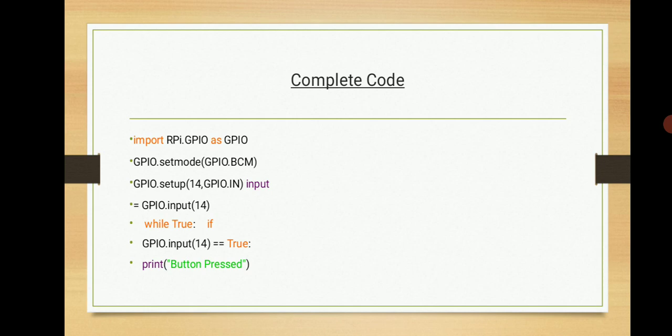Import RPi.GPIO as GPIO. Next is GPIO.setmode, this is GPIO.BCM. GPIO.setup 14, GPIO.IN. Then input equals GPIO.input 14, and if input equals true, print button press.